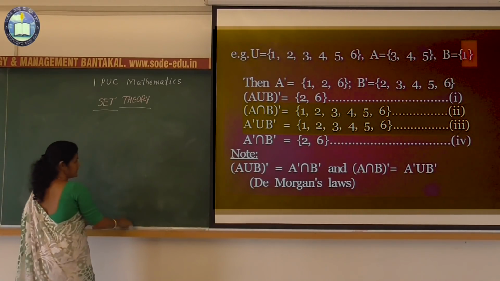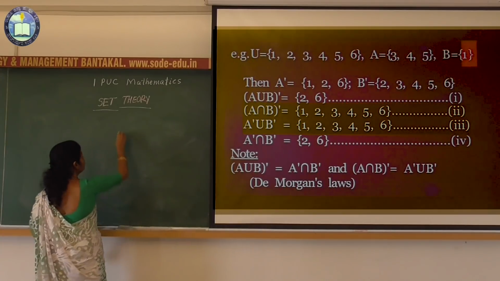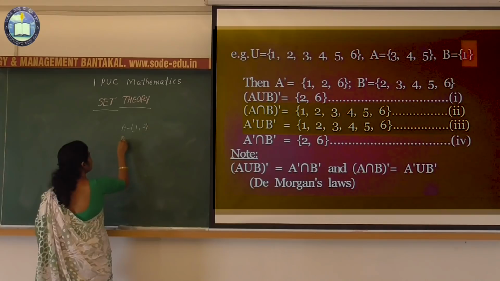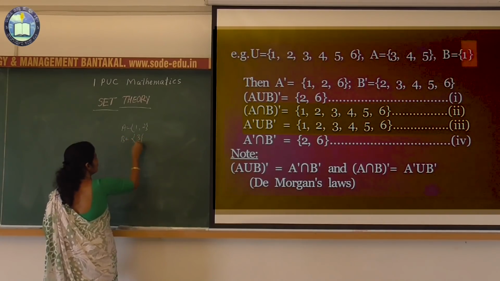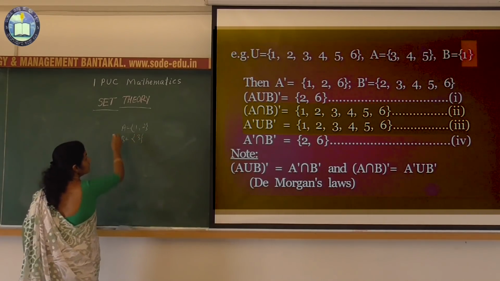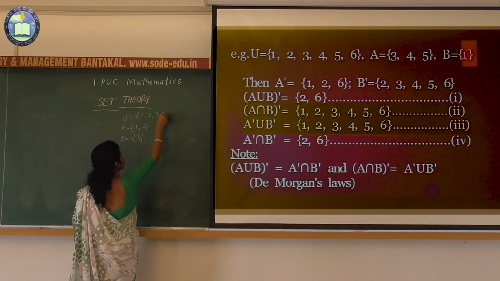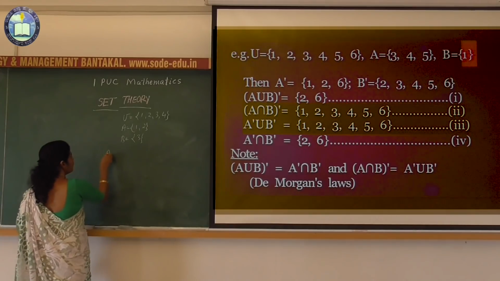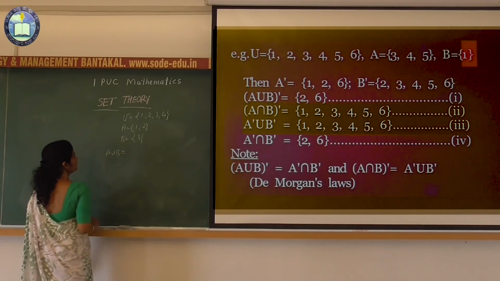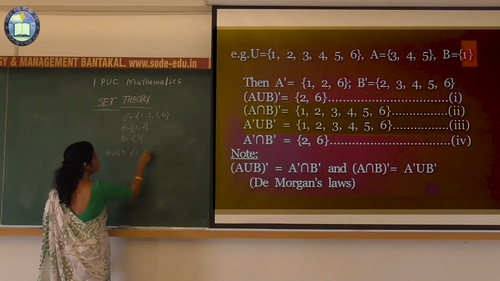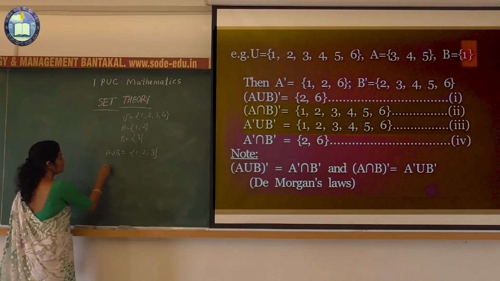So I'll give one more example to that property, De Morgan's law. Take A equal to {1, 2}. Take B is equal to {3}. Then take the universal set {1, 2, 3, 4}. Now form A union B, union of A and B, that is {1, 2, 3}.